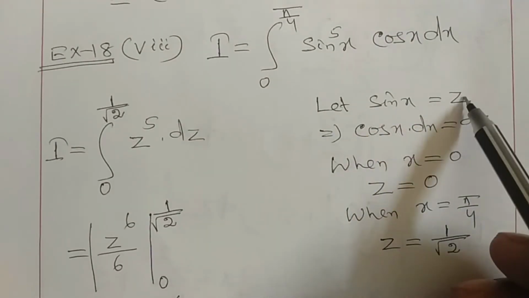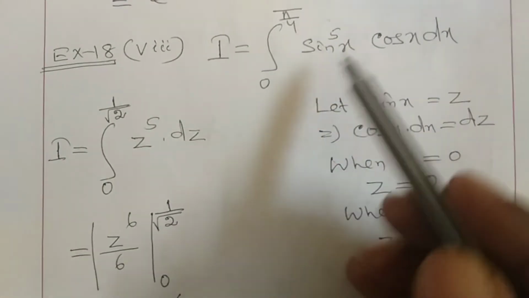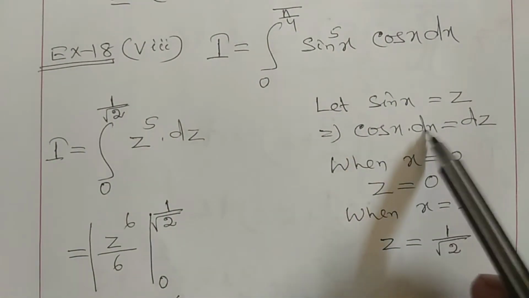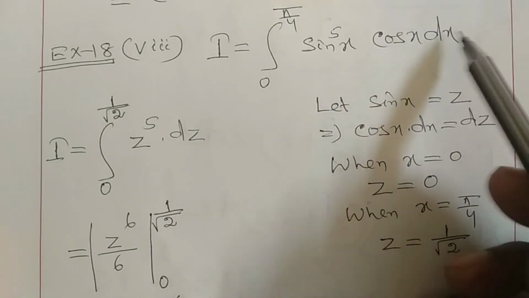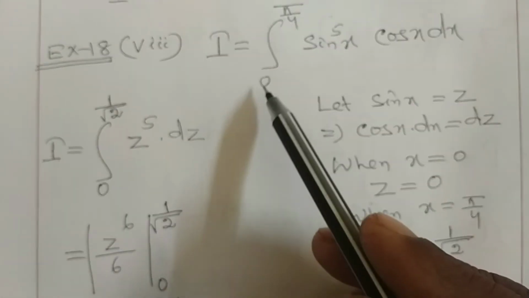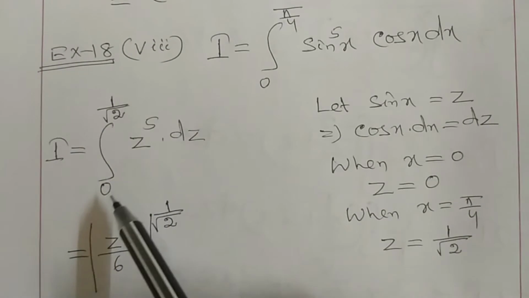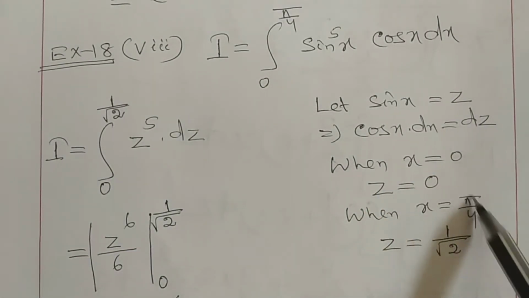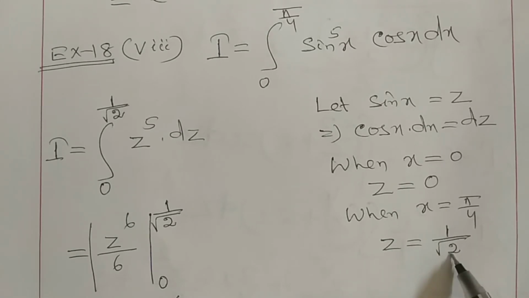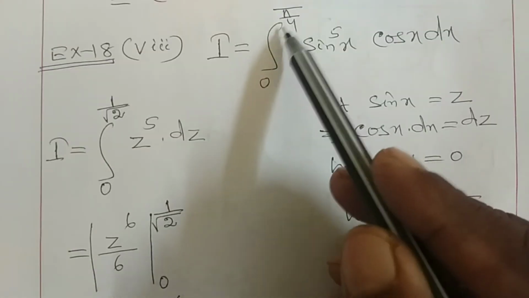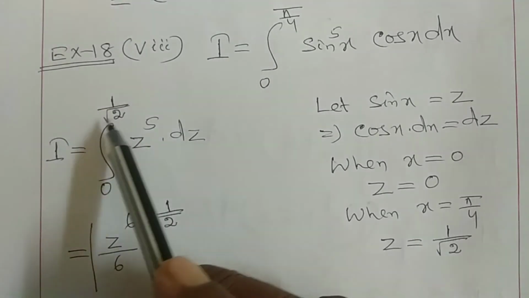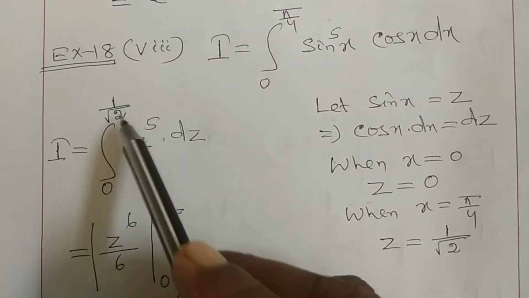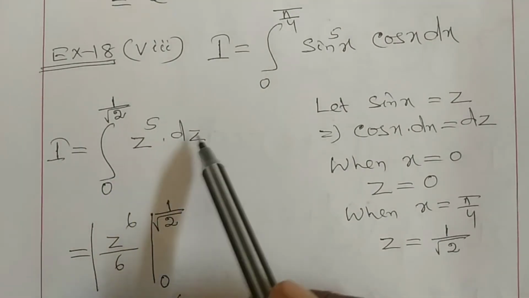As sin x is equal to z, sin power 5 x is z to the power 5, and cos x dx is equal to dz. For x is equal to 0, z is equal to 0, and when x is equal to pi by 4, z is equal to 1 by root 2. So I is equal to the integral from 0 to 1 by root 2 of z to the power 5 dz.